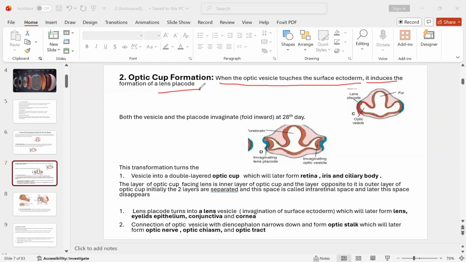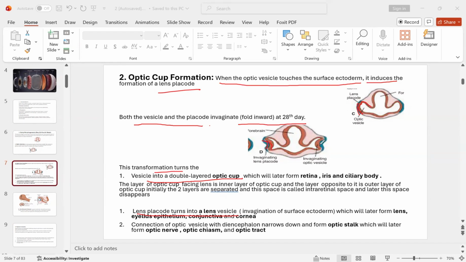So now let's move to the next step, which is that both the vesicle and the placode invaginate, or fold inward, at the 28th day. You can see in this diagram that the placode and the vesicle both are invaginating. This invagination turns the vesicle into a double layered optic cup and the lens placode into a lens vesicle. Let me show you this in the diagram.